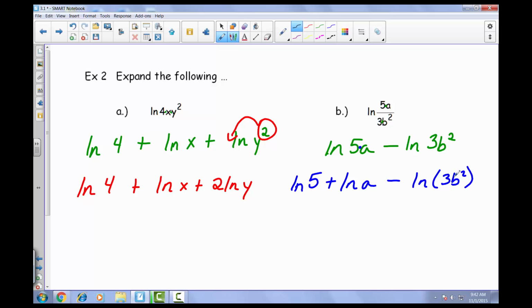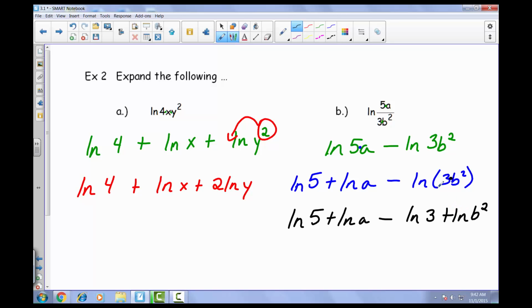Now we're seeing that we have a multiplication between the 3 and the b squared. And as a result, we're doing the exact same thing we did with our first piece. So we have the natural log of 5 plus the natural log of a minus the natural log of, breaking these up, we have 3 plus the natural log of b squared. Now it is crazy common that people think that this is the correct answer. However, unfortunately, it's not quite so.